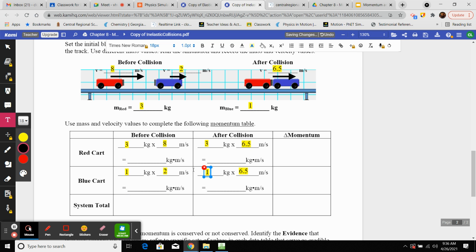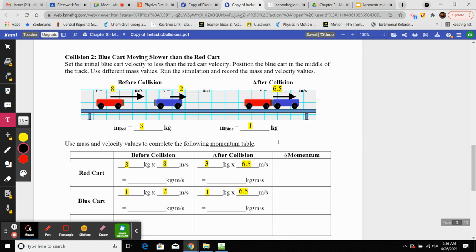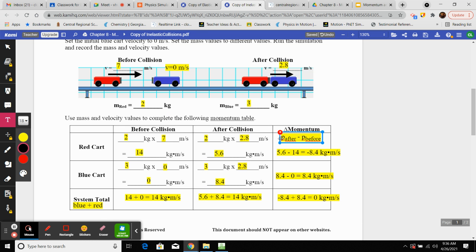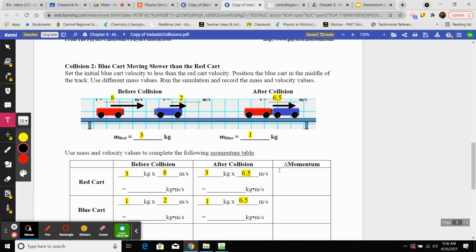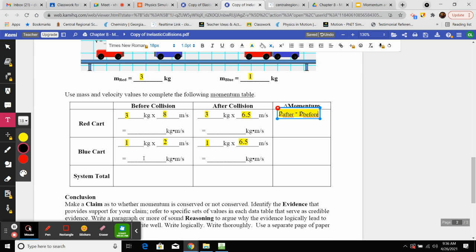And then you're going to basically just repeat. So again, this may be helpful if you just kind of highlight this one here and you bring it down. And then over here under system total, you write red plus blue. So 8 plus 2.